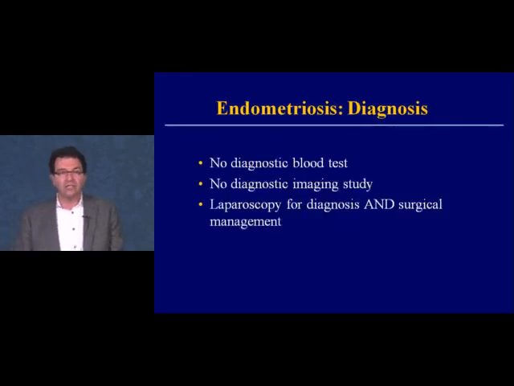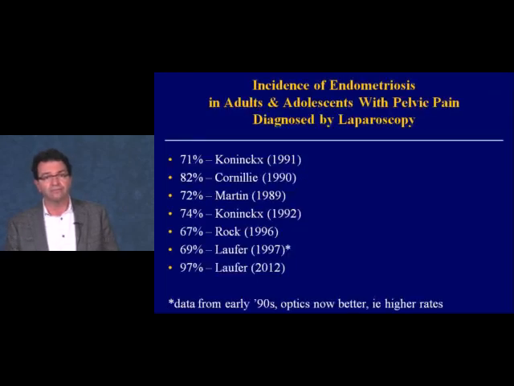The diagnosis is a challenge. We have no blood test. You cannot see endometriosis on an ultrasound, CAT scan, or MRI. And so the diagnosis is by laparoscopy, where we make a diagnosis and perform surgical management by destroying and removing the disease that we can see. But there is no surgical cure for endometriosis either.